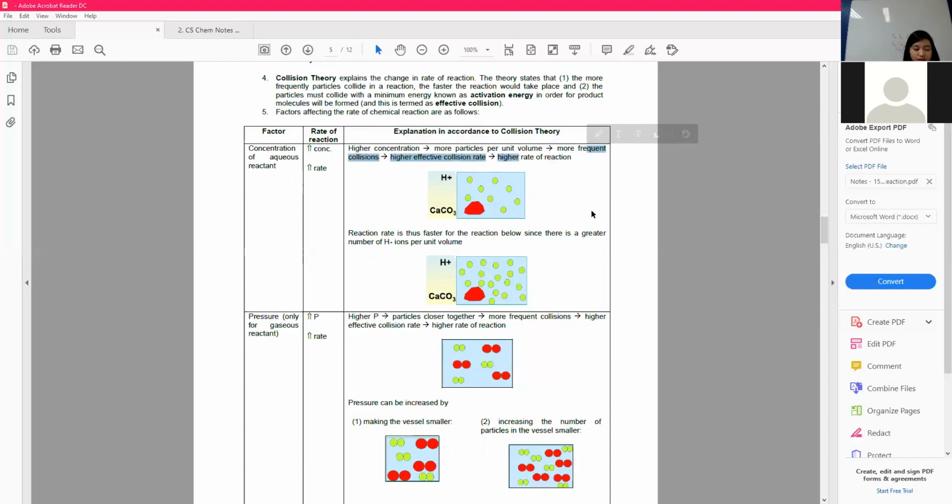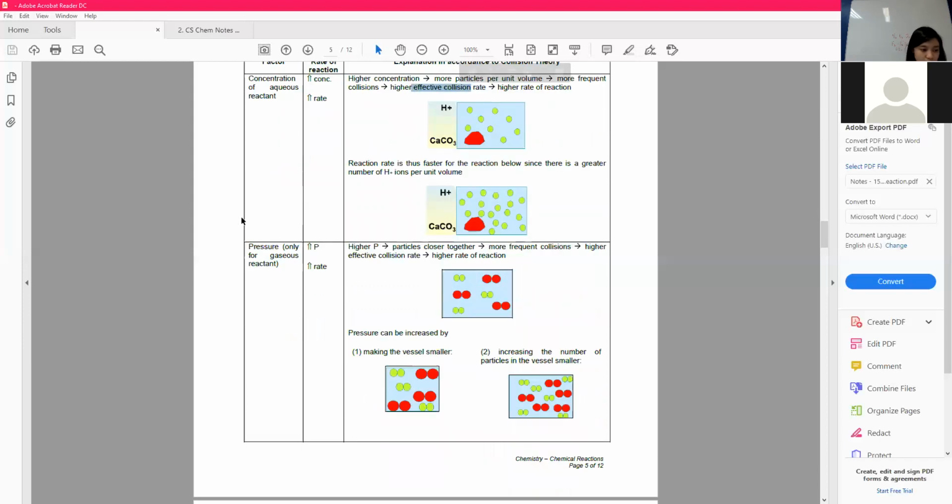When they ask you to explain why concentration leads to a higher rate of reaction, you must put in all these keywords. Everything must be there. It cannot be that one is missing, or else 1 mark will be gone. And the most important one is this effective collision rate.